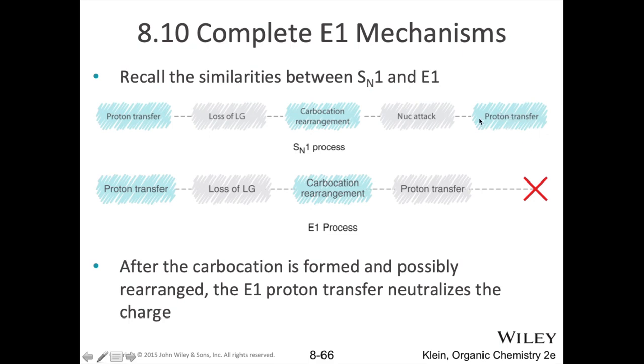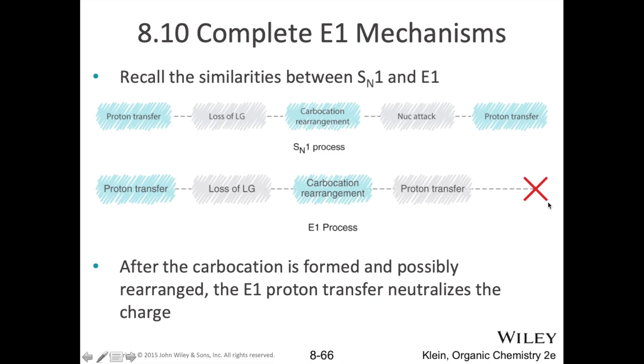Well, we see almost the same things with our E1 mechanism. So you might have a proton transfer that makes your loss of the leaving group more stable, a better leaving group. You might have the resulting carbocation rearranged to become a better carbocation. Okay, now you then have, instead of a nucleophilic attack, of course, a proton transfer to make the resulting alkene, and please note that this is a required step. But then at that point, you've made your stable product. You kind of stop there.